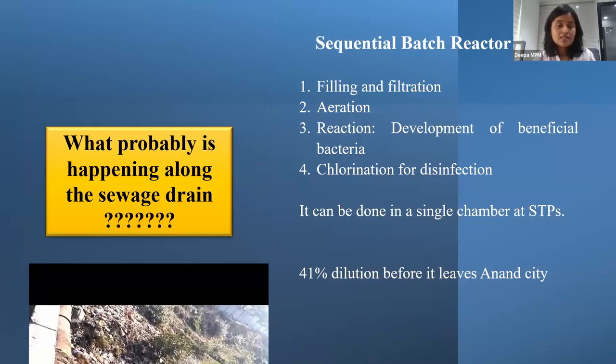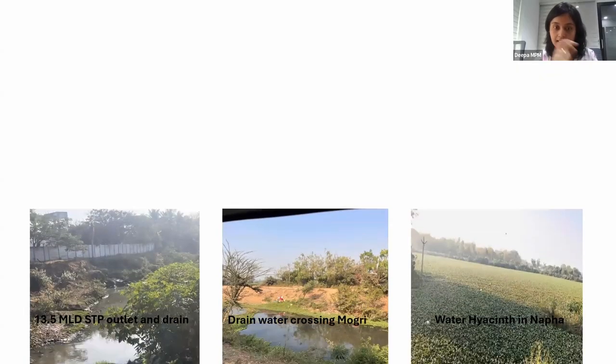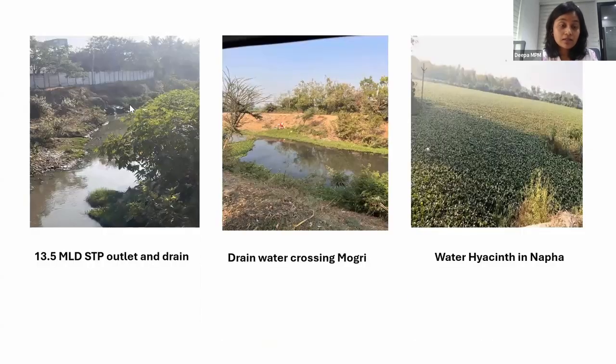I'll not be able to play it, but I'll just show the visuals. This is the natural sewage drain, and this is the outlet from the STP, which discharges treated water to the drain.